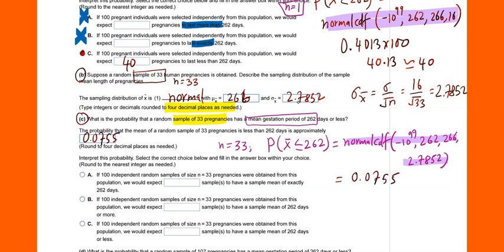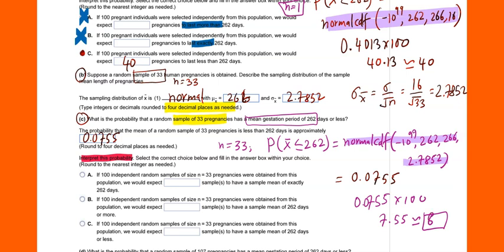And if you multiply by 100, because I have to interpret the probability, to interpret again I do the same thing. I multiply by 100. 0.0755 times 100, I get 7.55, which is almost 8.